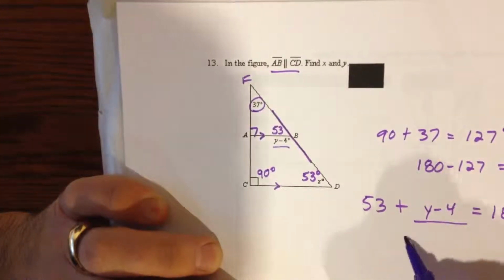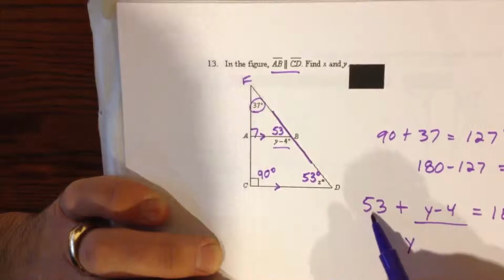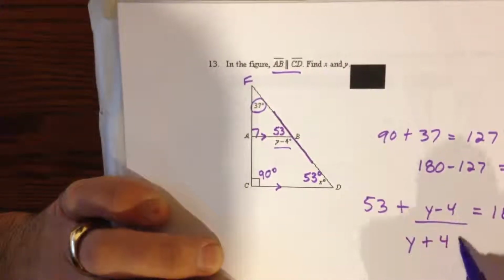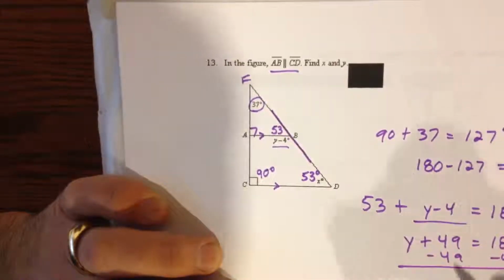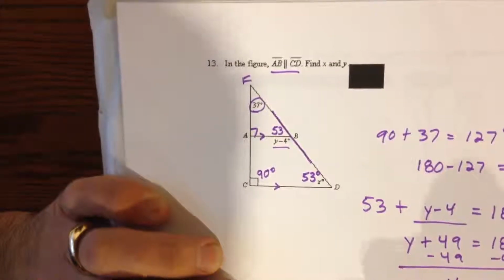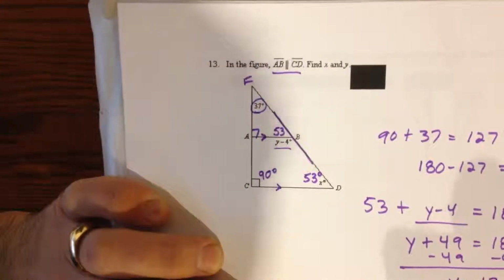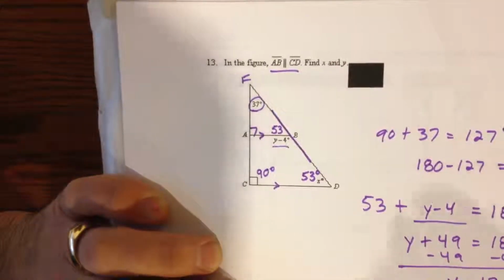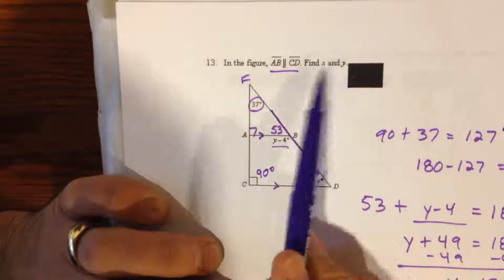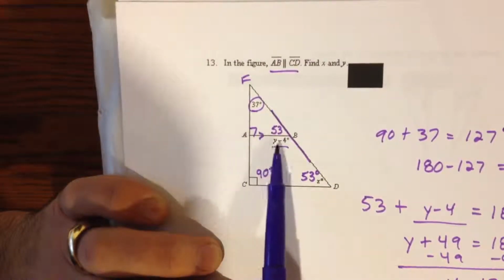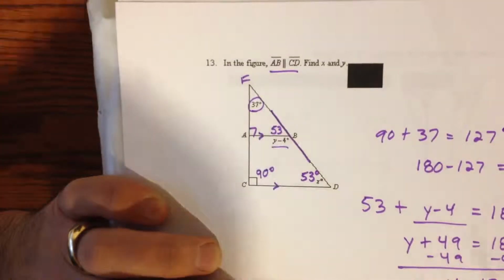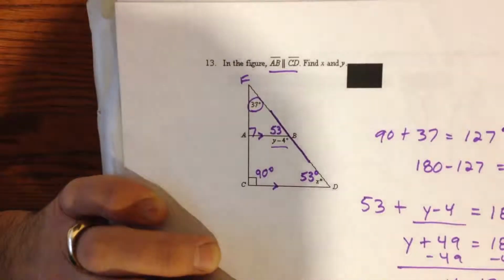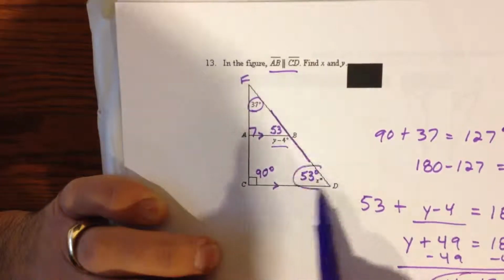So from there I can just simplify, put the negative 4 and the 53 together. I get positive 49 equals 180. Subtract the 49, so I get y equals 131. So it just asks for y, it doesn't really ask for this angle, but 131 minus 4 is 127, and 127 plus 53 gives me the 180. So it looks like I did it right. So there's y, there's x.